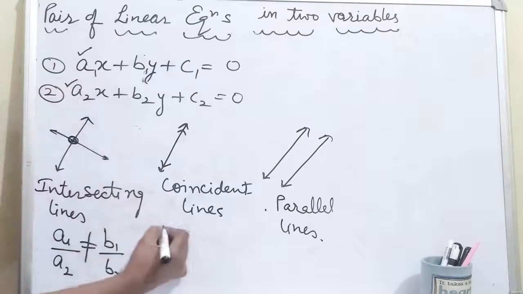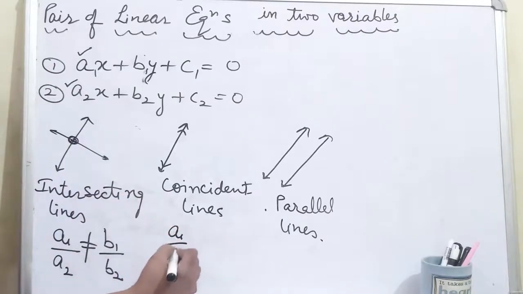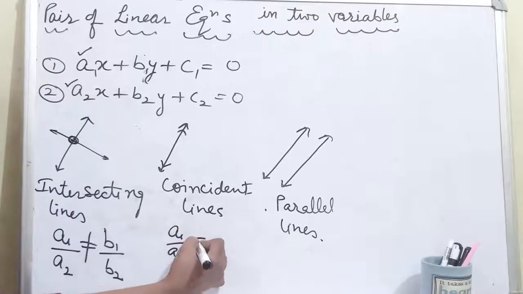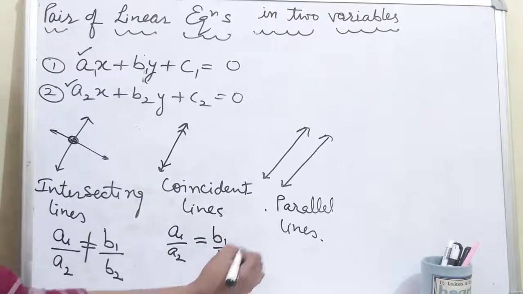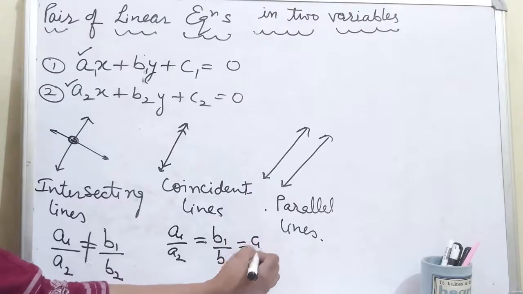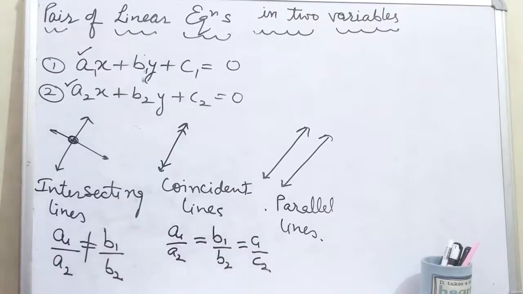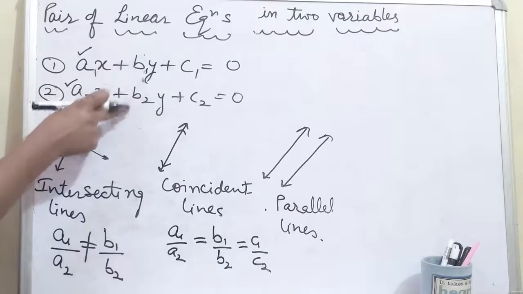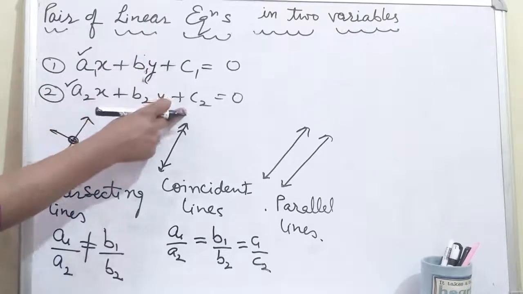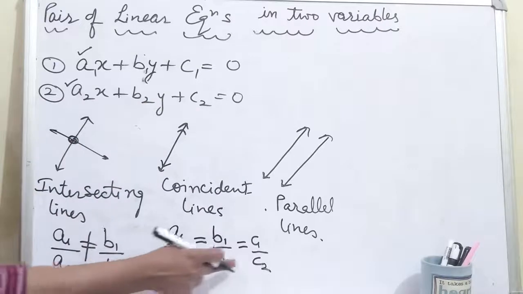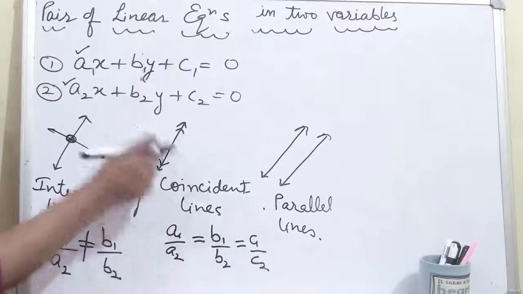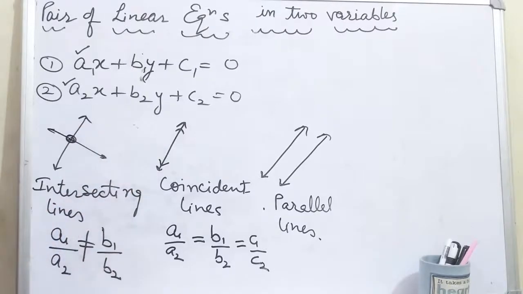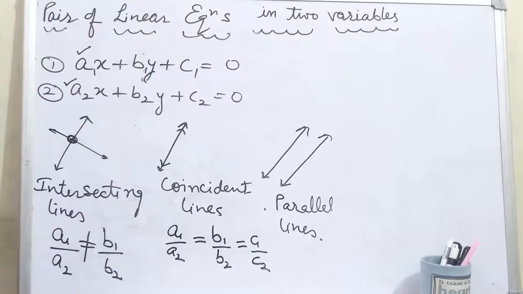Similarly, if you get the condition a1/a2 = b1/b2 = c1/c2, that means you take the ratio of a1 by a2, then the ratio of b1 and b2, then the ratio of c1 and c2. And if these three ratios are equal, at that time on the graph you always get coincident lines.